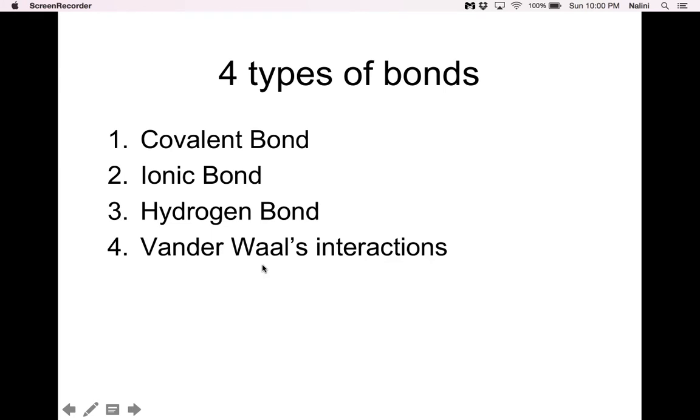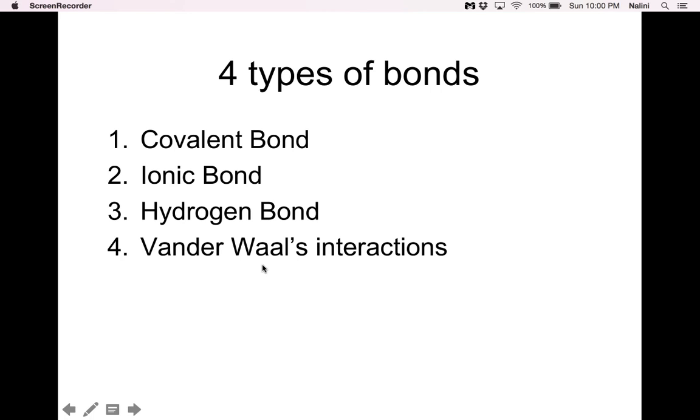There are 4 types of bonds, and they are covalent bond, ionic bond, hydrogen bond, and van der Waals interactions. Covalent bond is due to sharing of electrons between atoms. Ionic bond is due to transfer of electrons and is attraction between oppositely charged ions. Both covalent and ionic bonds are interatomic bonds or intramolecular bonds.